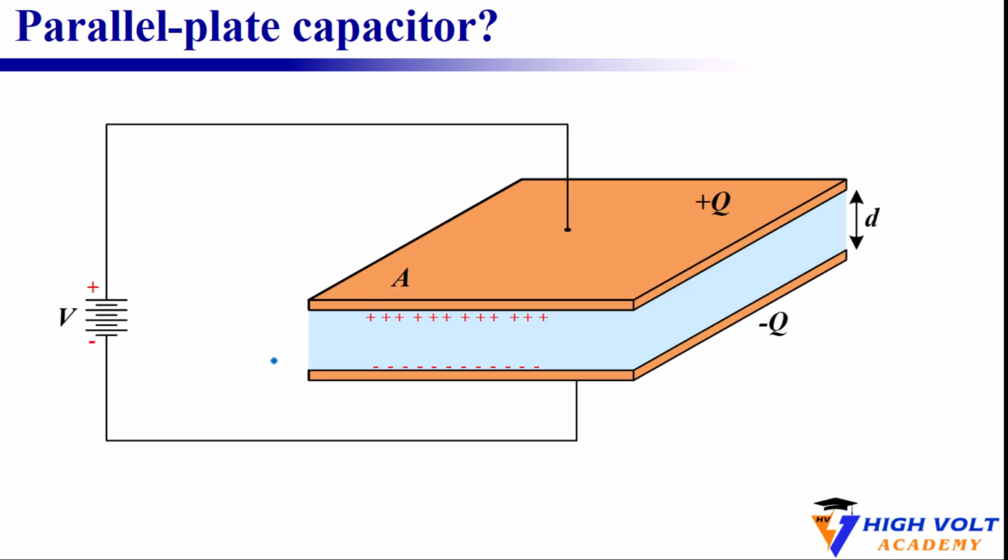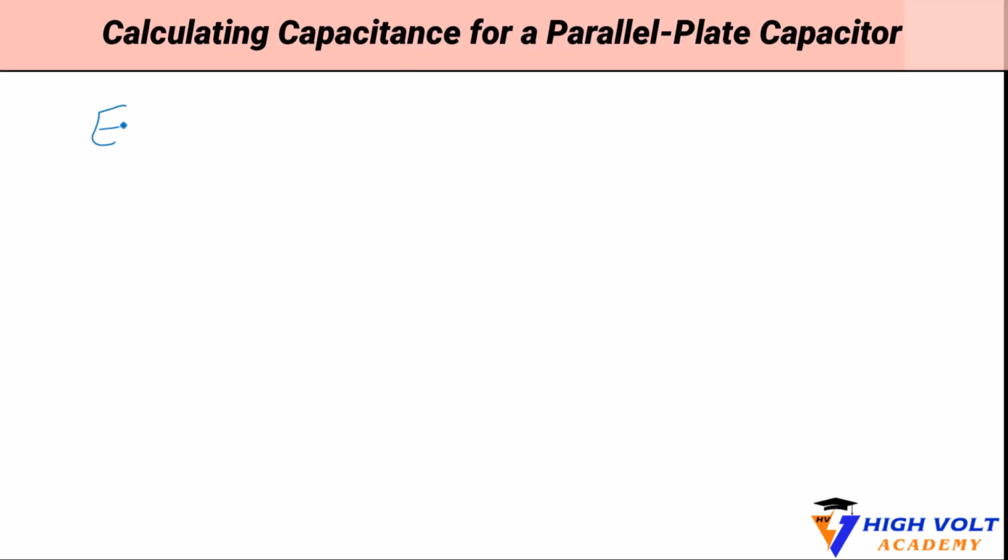If each plate carries an equal and opposite charge, plus Q and minus Q, an electric field E is created between them. By assuming the plates are much larger than the separation between them, we can approximate that the charge distributes uniformly, creating a nearly uniform electric field between the plates. The surface charge density, rho S, equals Q divided by A. To find the capacitance, we calculate the potential difference between the plates. And for this, we first need to calculate the electric field between the plates.